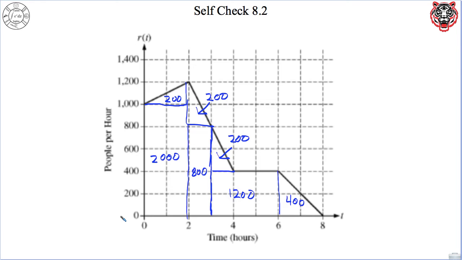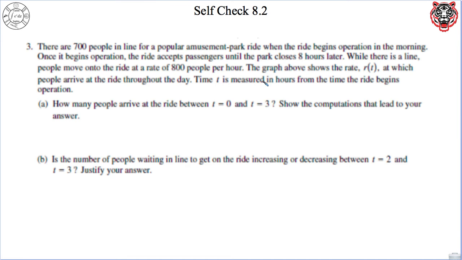Hopefully you did, because this was also on the homework from last night. So yeah, we need these areas to solve for part A. How many people arrive on the ride between t equals 0 and t equals 3? So this is pretty straightforward because it's just arriving. We don't have to ask about the length of the line.